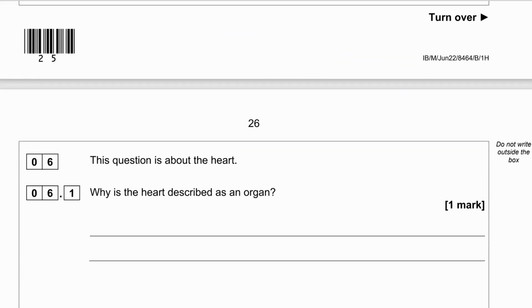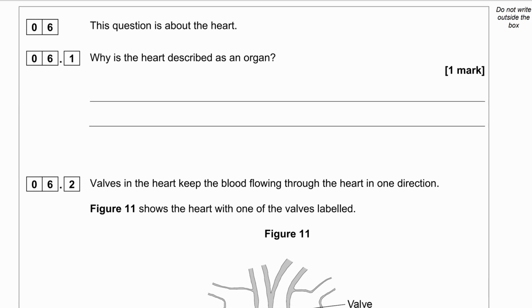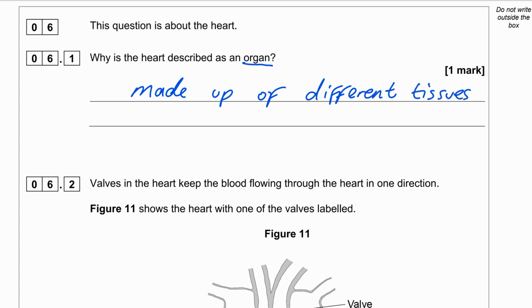Question 6. This question is about the heart. 6.1. Why is the heart described as an organ? 1 mark. Well, it's just asking us then to define organ. It's made up of different tissues, just like a tissue is made up of cells.